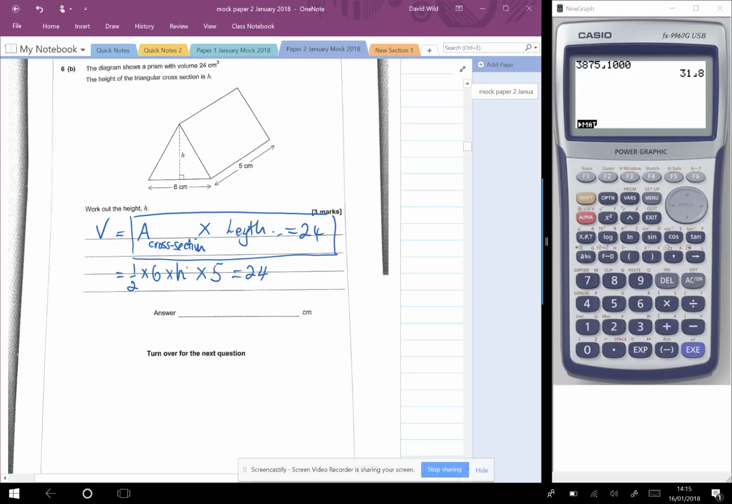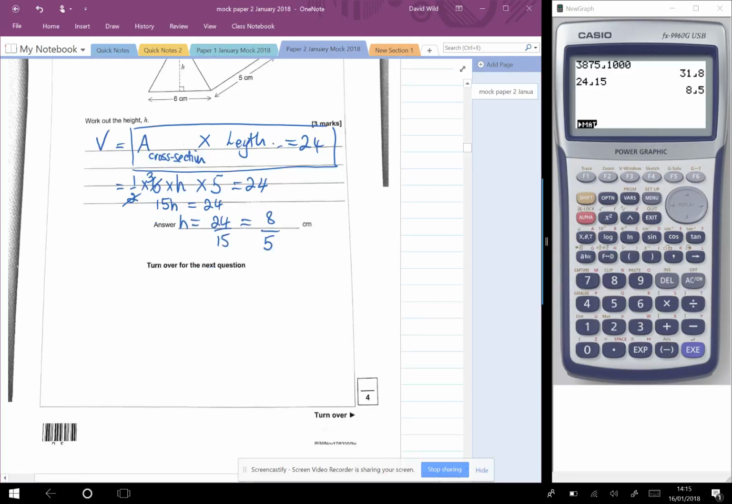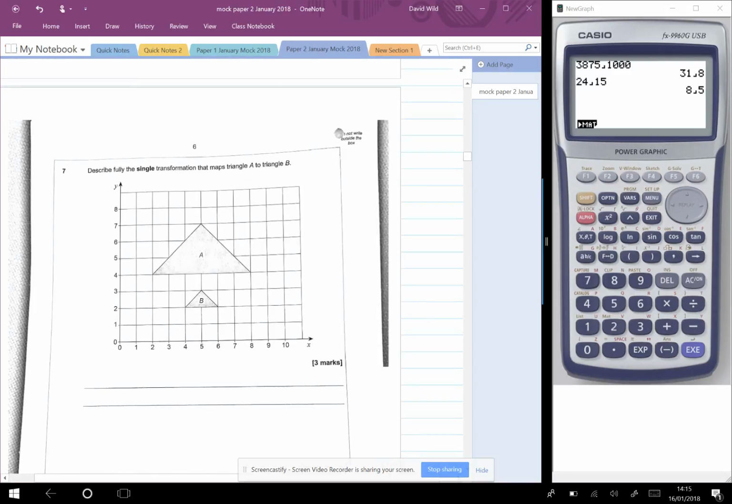Okay, so our idea now is to work out what h is. Well, 6 over 2 is 3. 3 5s are 15, so that's 15h is 24. So h is 24 over 15. Now, it doesn't tell us to write that in terms of a fraction or a decimal, but at least I suppose we could write that in its simplest form, which is of course 8/5, because 3 goes into both 24 and 15. A decimal would be fine, but we prefer fractions.